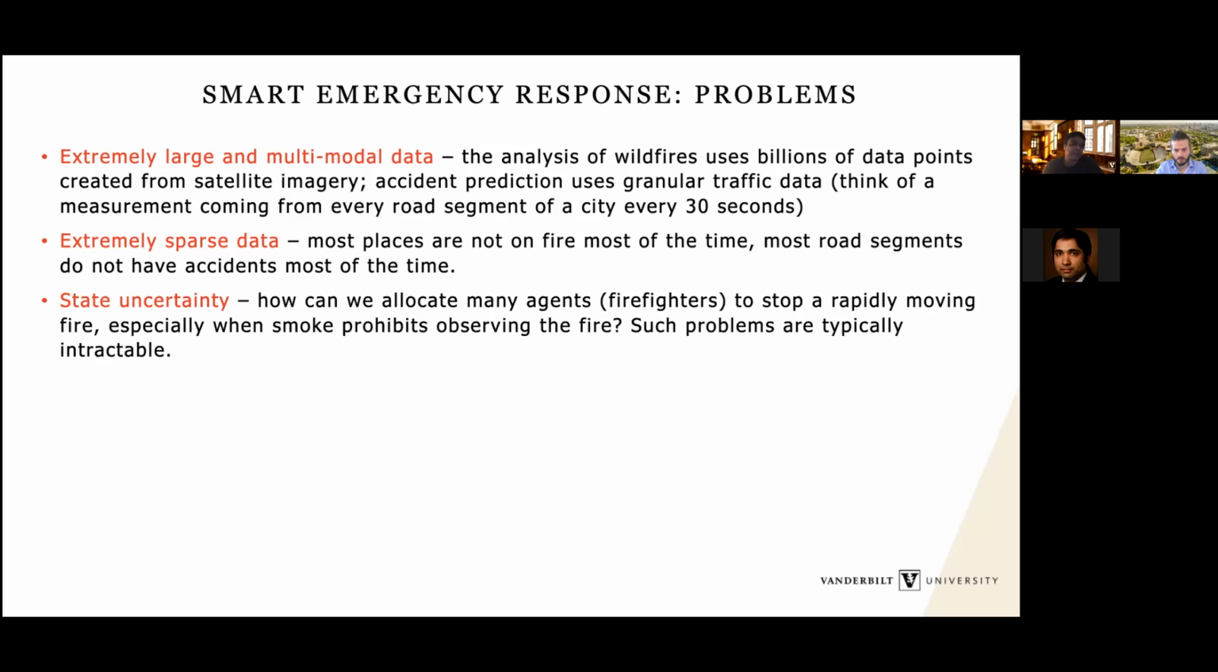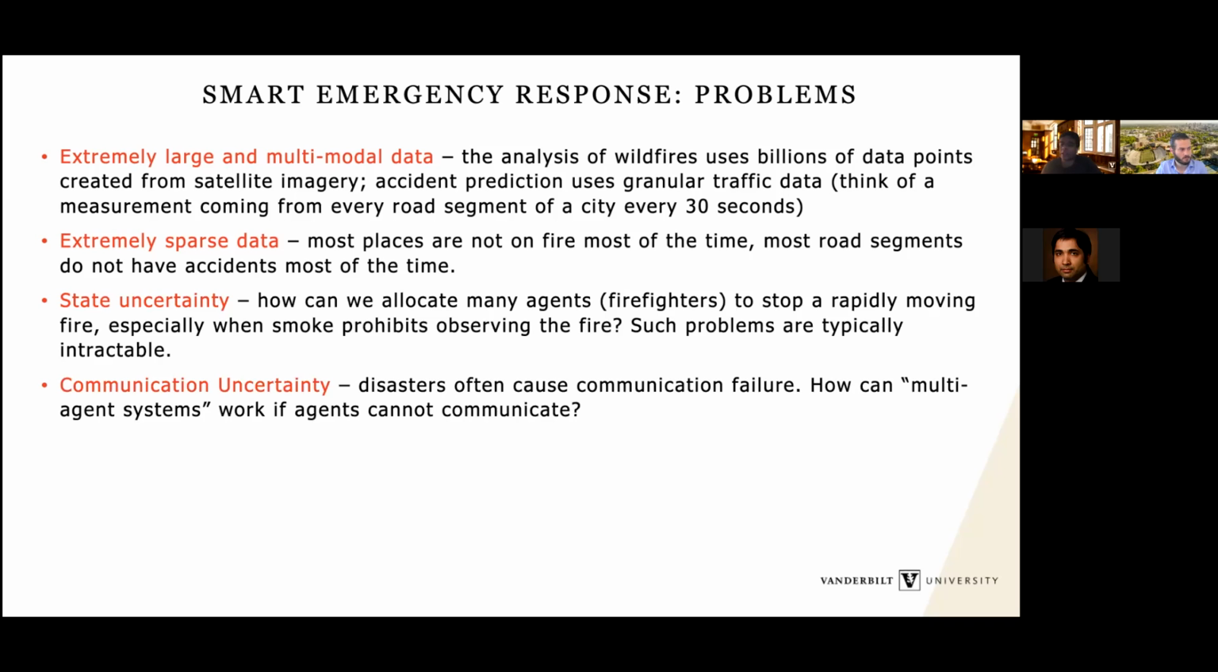There are large forms of uncertainty. One of the big forms of uncertainty is state uncertainty. So for example, how can we allocate a limited number of agents to stop a rapidly moving wildfire, especially when smoke prohibits observation of the fire? So we don't know the underlying distribution, the underlying state of the fire, but we still have to allocate agents to respond to that. And this is a form of state uncertainty. The state isn't fully visible.